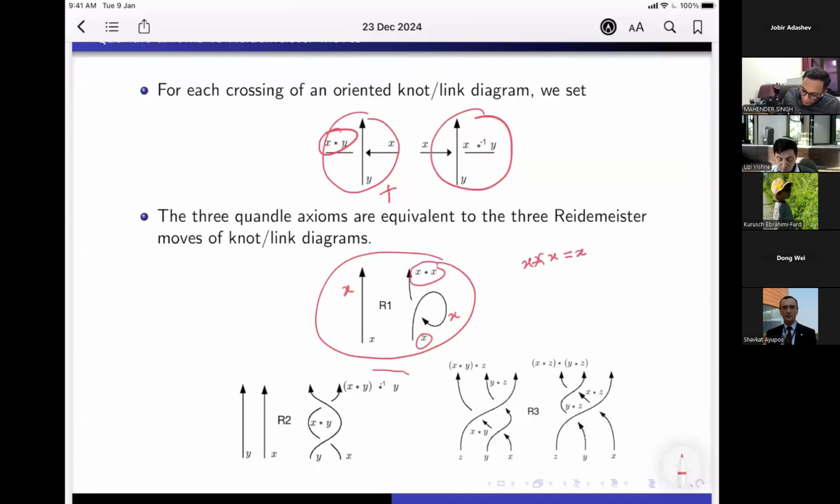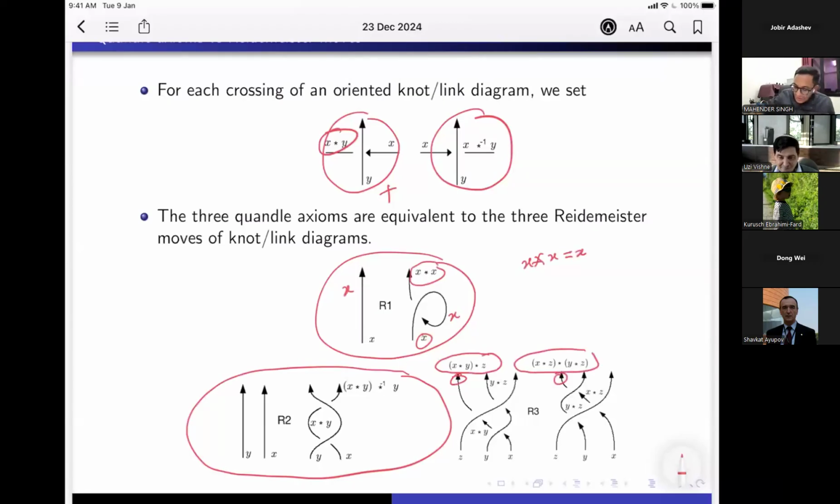Similarly, if you follow the rule that I just told you, you will see that this is the same as the second Quandle axiom and this is the same as the third Quandle axiom, because what I want is that this arc should be the same as this arc, but this comes out labeled by X star Y star Z, and this comes out labeled by X star Z star Y star Z. So the Quandle axioms, which look like a completely algebraic object, are nothing but an algebraic formulation of the three Reidemeister moves of diagrams of knots and links, which are enough to check whether two knots and links in three-space are the same.